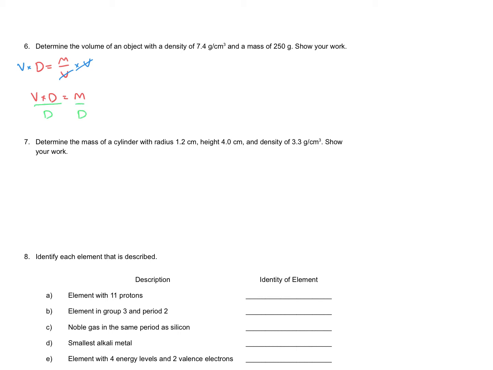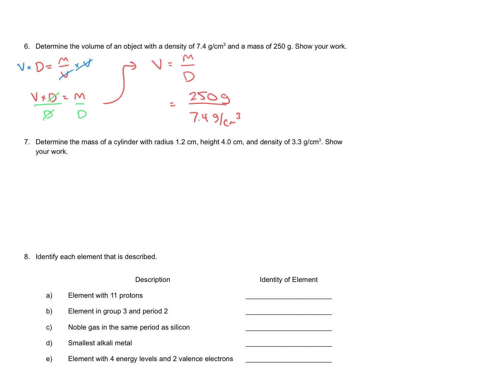And the purpose of that is to cancel out d over d. And I'm left with volume all by itself on the left side of the equation. So those are the algebra steps. Now I'm ready to fill in the values. So that would be 250 grams divided by 7.4 grams per centimeter cubed.